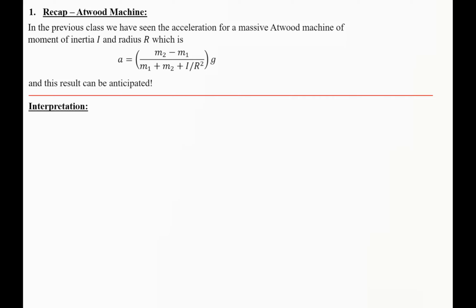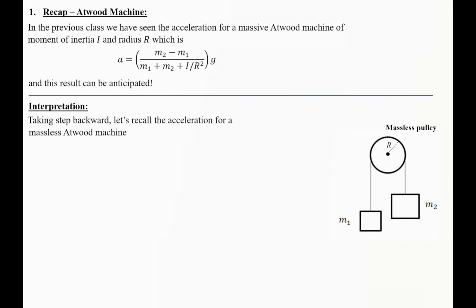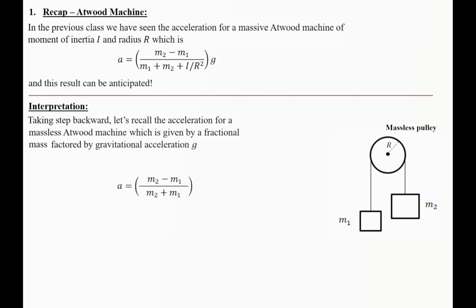In the previous class, we saw the acceleration for a massive Atwood machine of moment of inertia I and radius r, which is a fractional mass multiplied by g, in which the injected mass appears as an inertial mass in the denominator in the form of I over r square. This result can be anticipated by interpretation. Taking a step backward, let's recall the acceleration for a massless Atwood machine, which is given by a fractional mass factored by gravitational acceleration g.